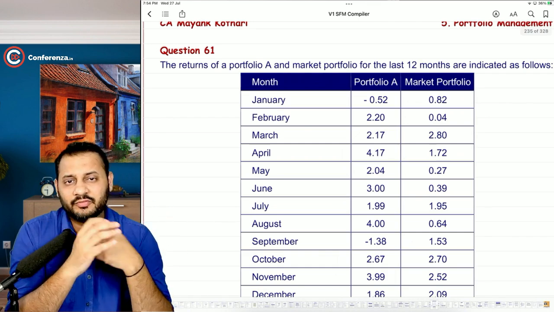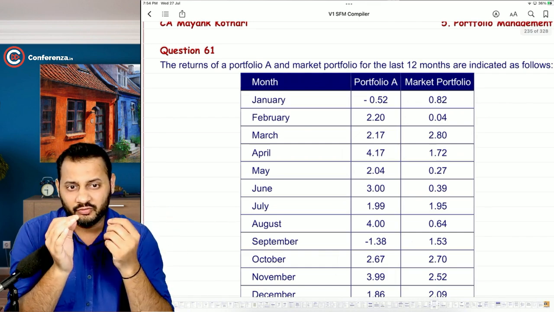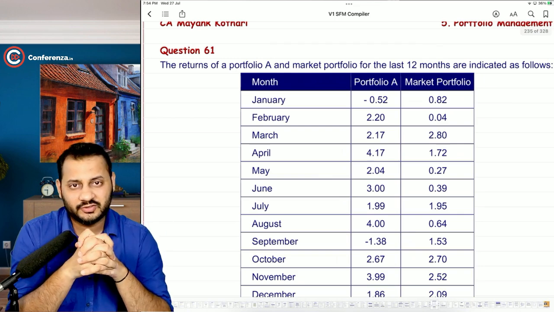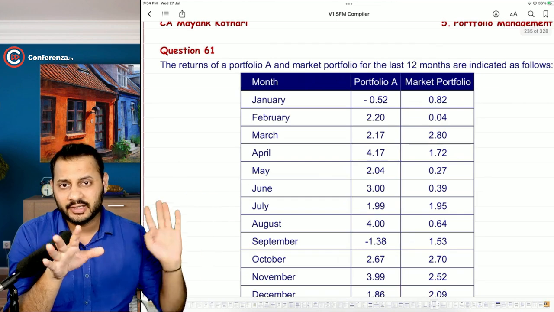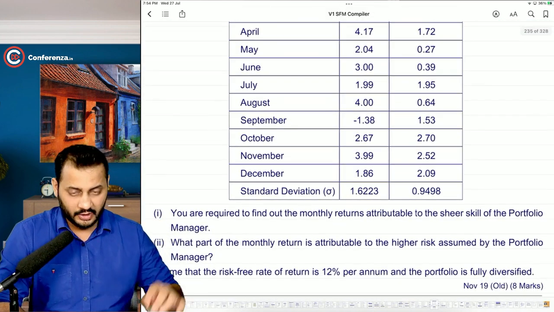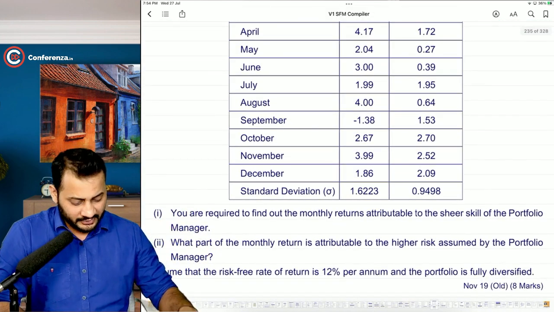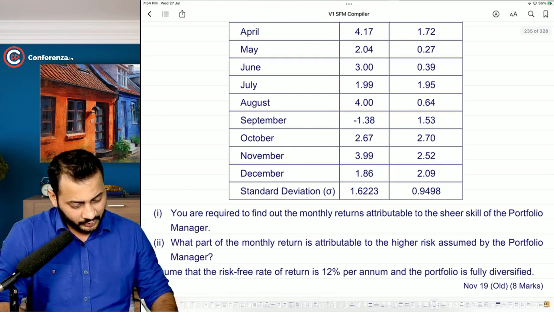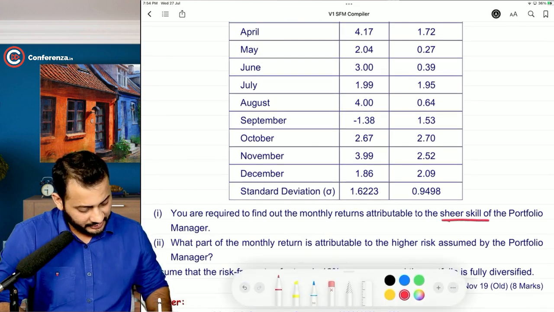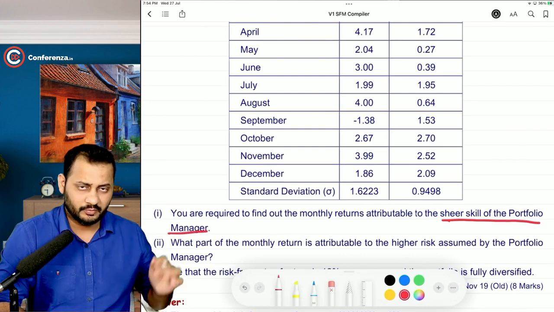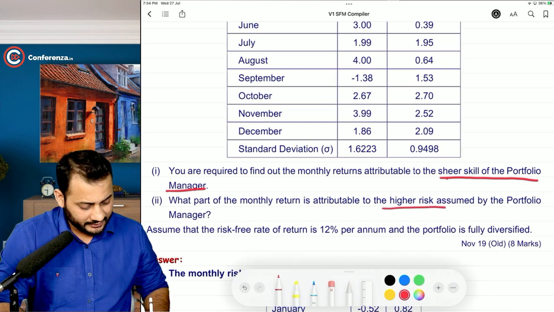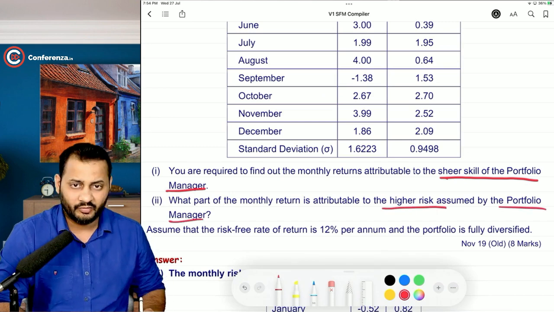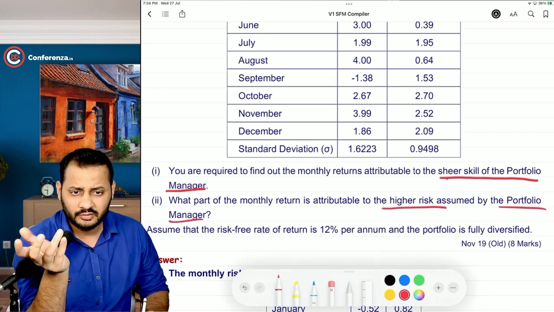The returns of a portfolio A and market portfolio for the last 12 months are indicated as follows. These are not the years, these are the months. So A's return and market portfolio's returns are given to you. Now, you are required to find out the monthly returns attributable to the sheer skill of the portfolio manager. We'll talk about it. Which part of the monthly return is attributable to the higher risk assumed by the portfolio manager?